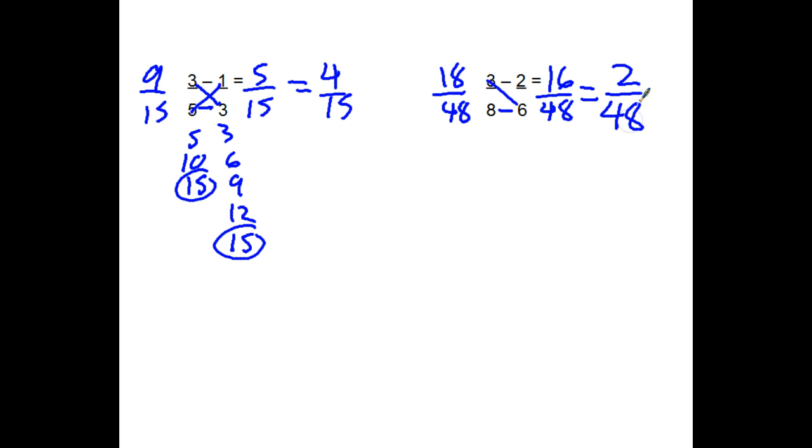Denominator doesn't change. 2/48ths. They're both even. So 2 divided by 2 is 1. 48 divided by 2 is 24.